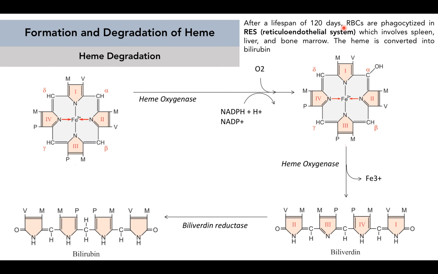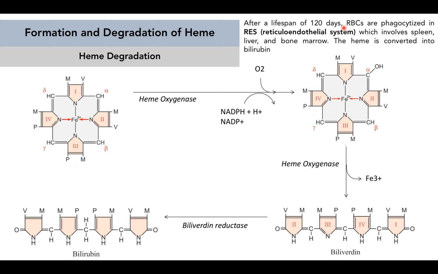Now we need to also talk about how heme is broken down. So we know how heme is formed through a process of making porphyrin first and then adding the metal group. But how is heme degraded, and then how is it removed from the body? As you know, red blood cells only live for about 120 days. So what happens after that?